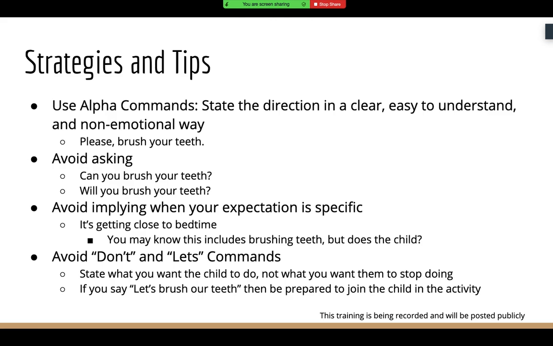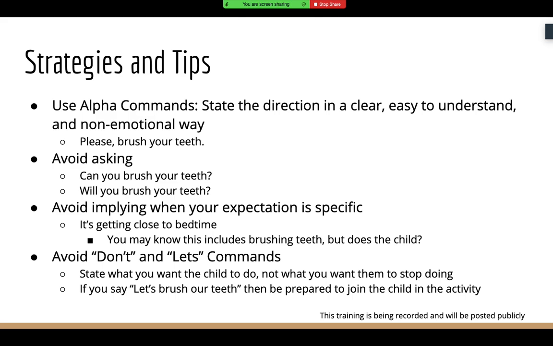And this is one of those terms that's referenced later. An alpha command is when you state the direction in a clear, easy to understand, and non emotional way. So something like, please brush your teeth. It's okay to still be nice and say please, but you just say, please brush your teeth. That's it. Clear, unemotional. You're telling them exactly what the expectation is.